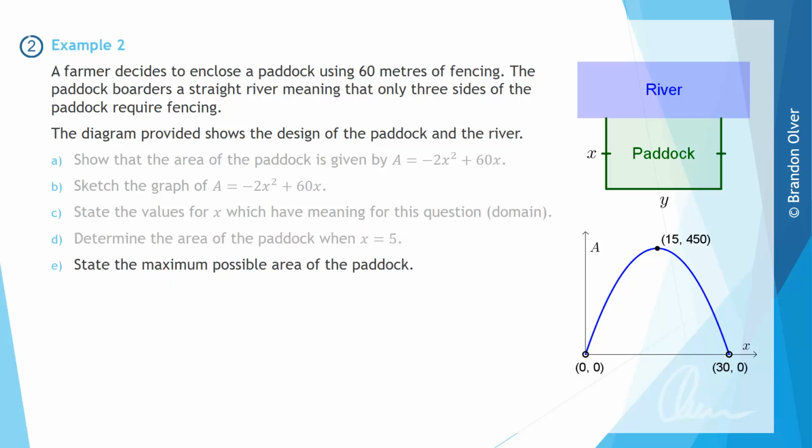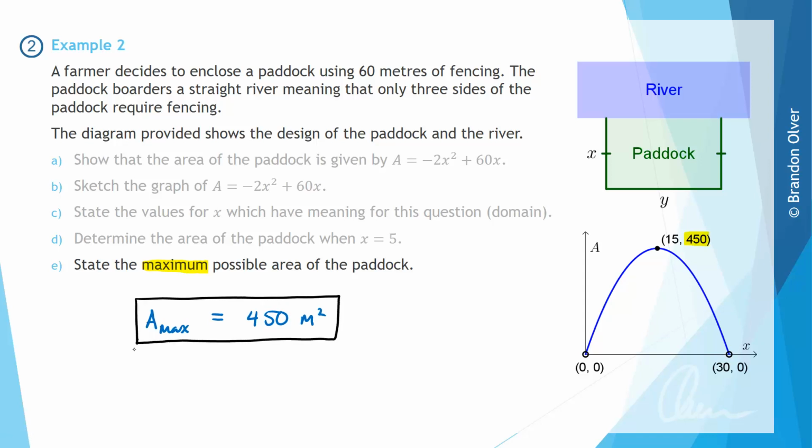So the last part of this question is simply to state the maximum possible area for this paddock. And we already found that when we graphed this rule, because we found that when x is 15, we had a maximum value of 450. So the area that is a maximum is simply equal to 450 meters squared. So that is the answer to part E of this question.